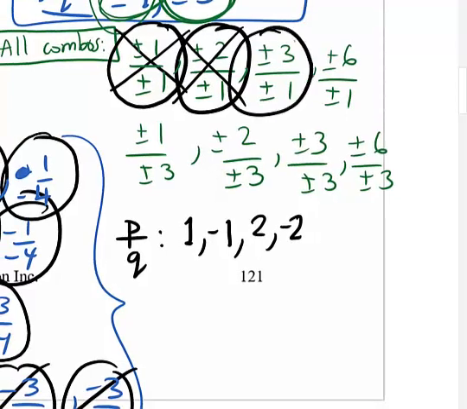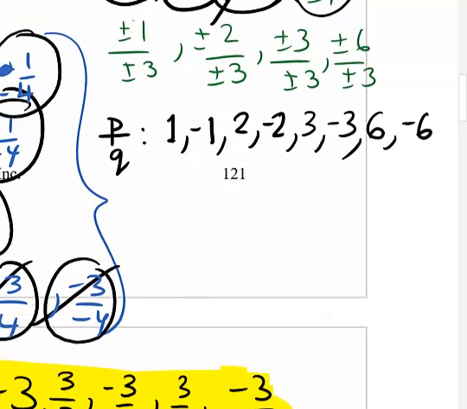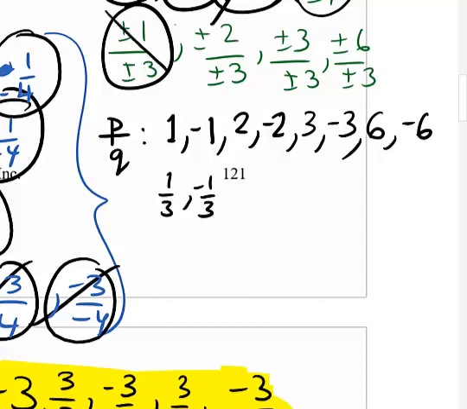Similarly for the next guy, plus or minus 3 over plus or minus 1, that can only be 3 or -3. And the very last one in that row, 6 or -6, is all that you can get out of that. Then we'll look at the next possibility. Plus or minus 1 over plus or minus 3, all you're going to get is 1/3 or -1/3 out of that guy. And then same thing with the next guy. You got 2/3 or -2/3 coming out of the next one.